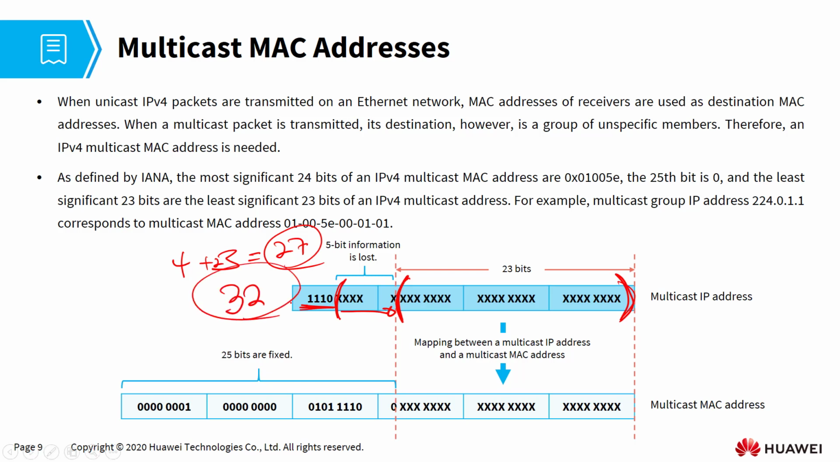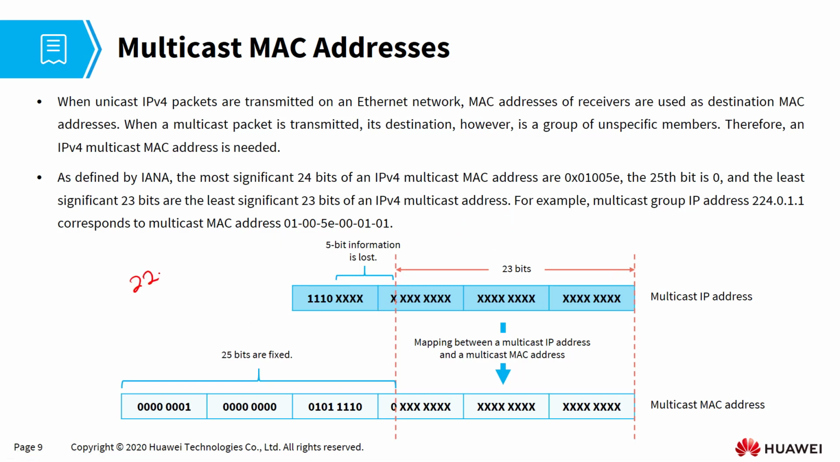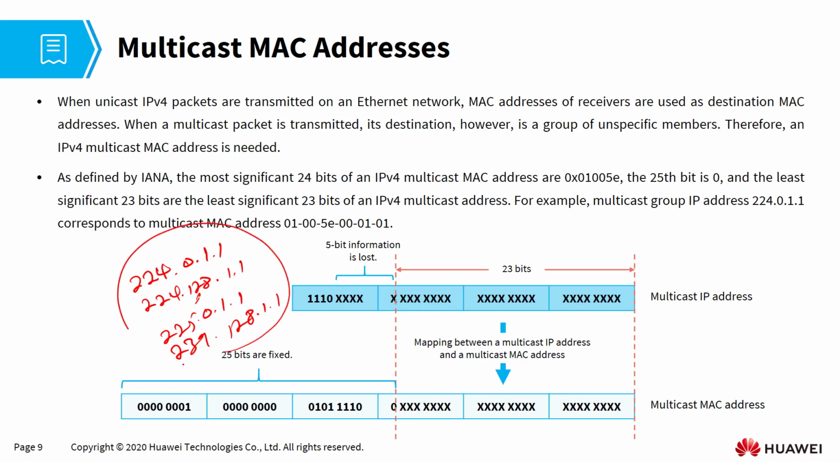What are we trying to say? There are 5 bits that are lost in the conversion. For example, if you actually have the IP address 224.0.1.1, also 224.128.1.1, this is after taking the next bit and converting it to 1, and also 225.0.1.1, further conversion, 239.128.1.1. All these addresses, interestingly, map to 01, 00, 5E, 00, 01, 01.